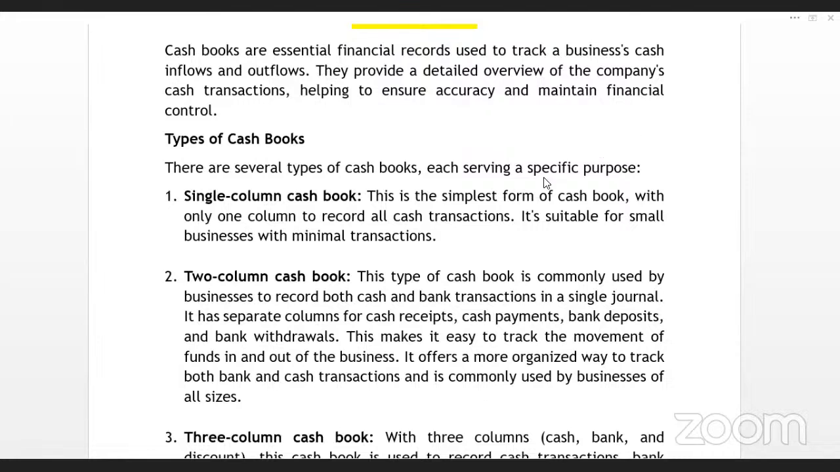Is the coordinator on, Emmanuel? Two-column cash book. Can I try? Yes, Richard, you can.